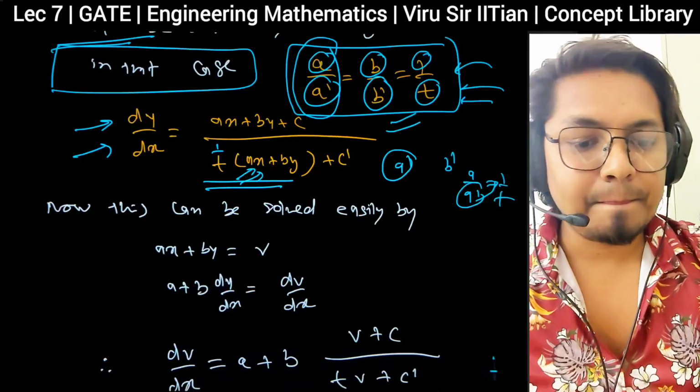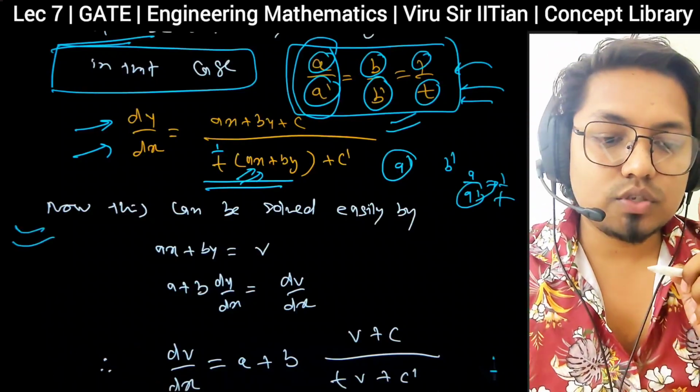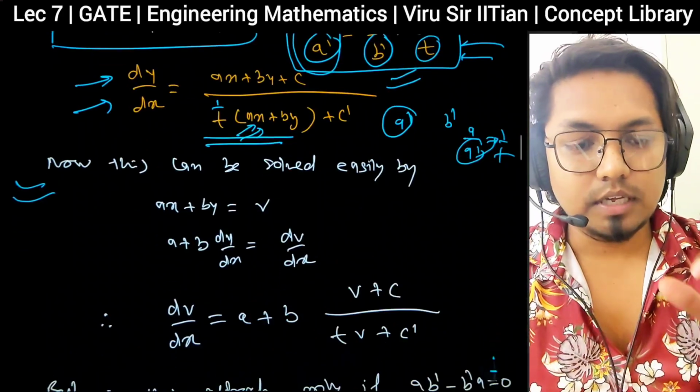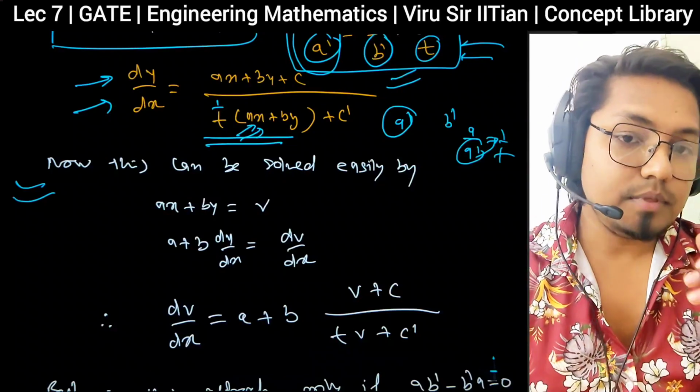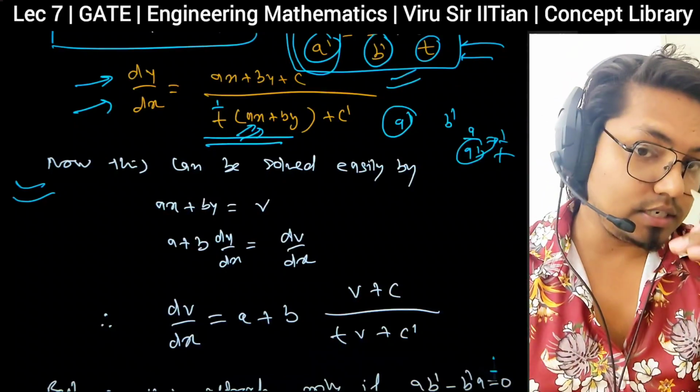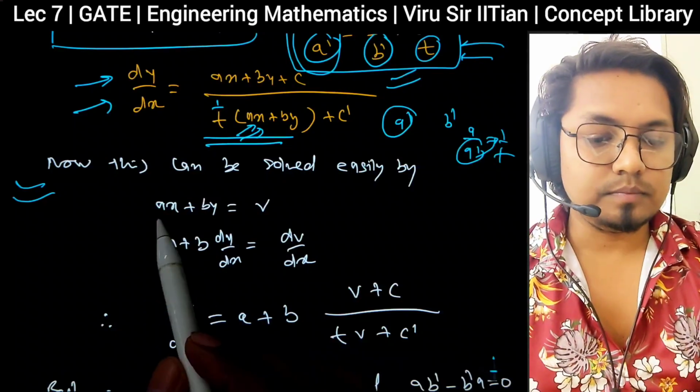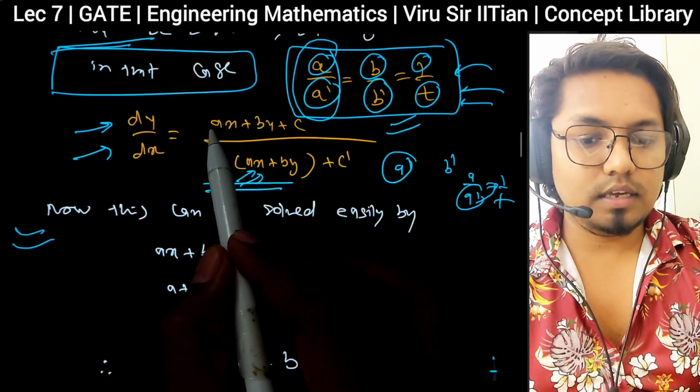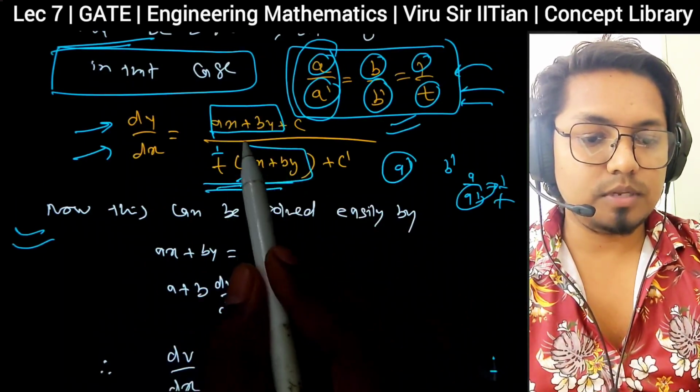Now what will happen? Now this can be solved easily. Why? See, if you do it one time, then only you will understand that yes, this step was working. I will tell you here. Let's consider ax plus by here also, ax plus by here also.